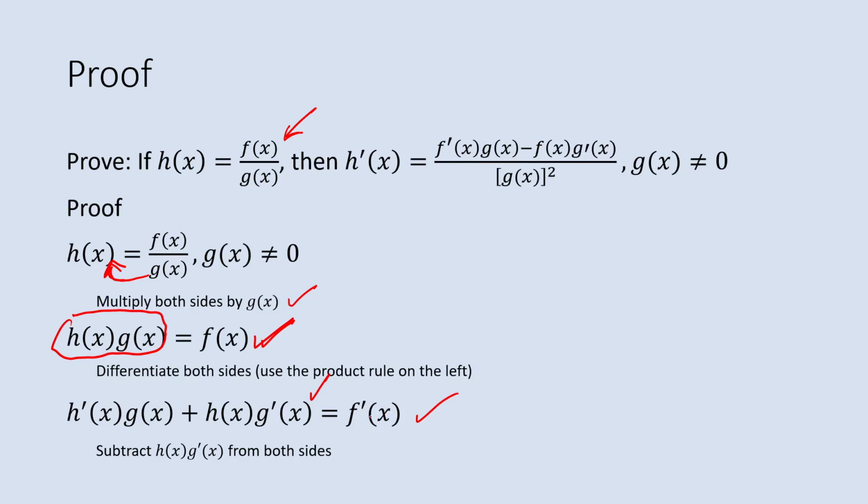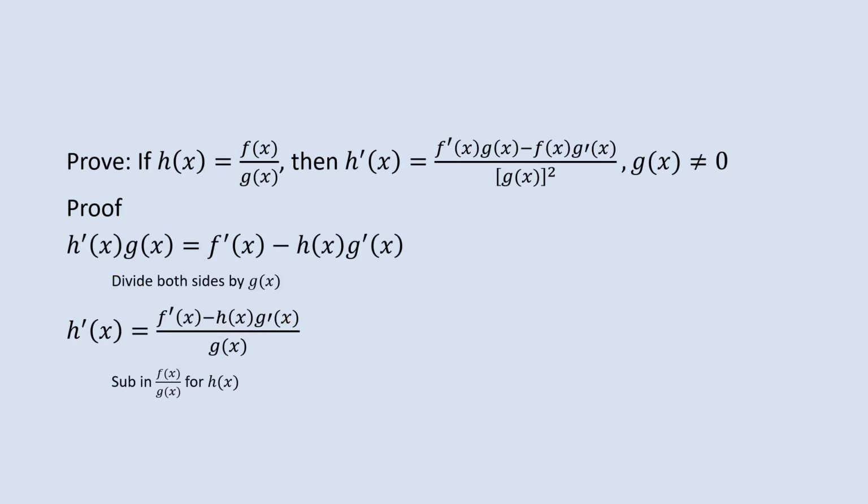What we're then going to do is subtract h of x g prime of x from both sides. In slang, some people would say we're going to bring that over to that side. And so what we get, as you see up at the top of the next page, is h prime of x times g of x equals f prime of x minus h of x g prime of x.